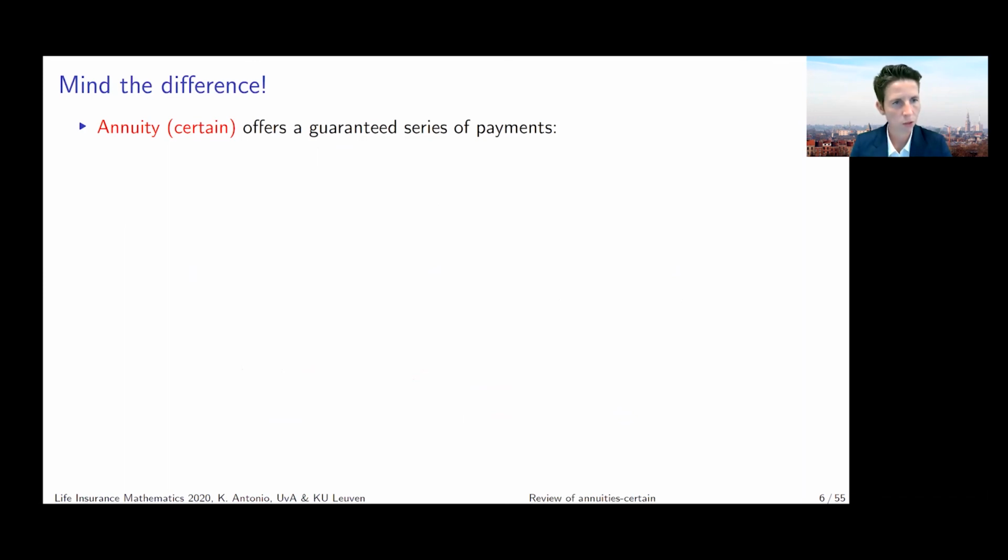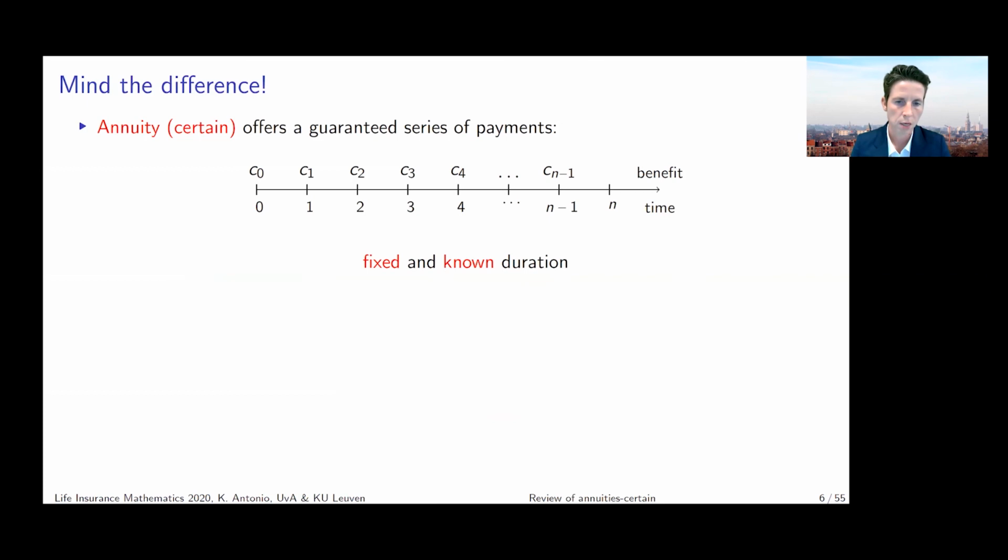It's very important. With an annuity certain, we've got a guaranteed series of payments, and guaranteed here is to be understood as there is no stochasticity. It's a deterministic cash flow stream. And I picture that as follows. We've got a timeline. I've got a cash flow C0 that I need to pay at time 0, C1 at time 1, and so on. So here the cash flow stream has a fixed and known duration. Everything is deterministic.